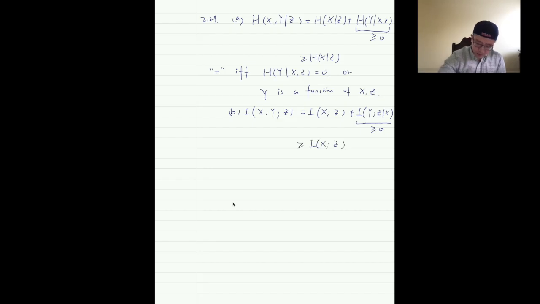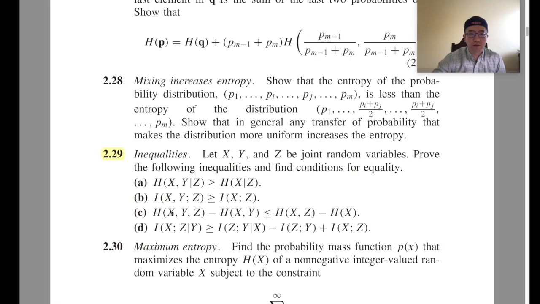And again, here, the equality will hold if and only if this mutual information equals 0. This basically means that given x, y and z are conditionally independent. Okay, very good. And next, let's see part C.